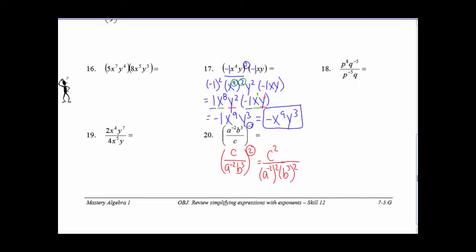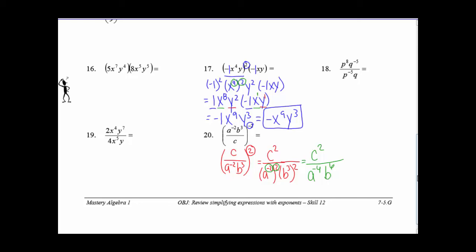So now it looks like my numerator's all simplified. So now I just have to worry about my denominator. So I have a power to a power, which means I need to multiply my exponents. So I'll have c squared still on top. A will become negative 2 times 2 gets me negative 4. And similarly for b, multiplying my exponents, 3 times 2 gets me 6. So b to the 6th.